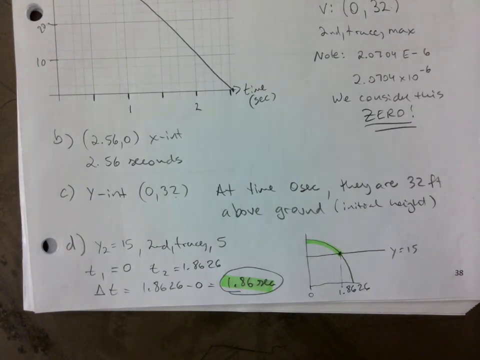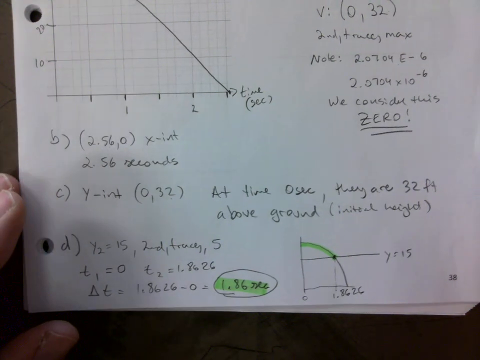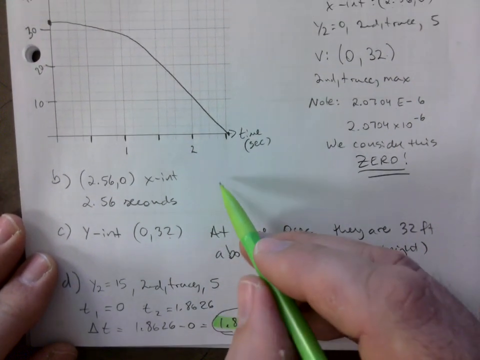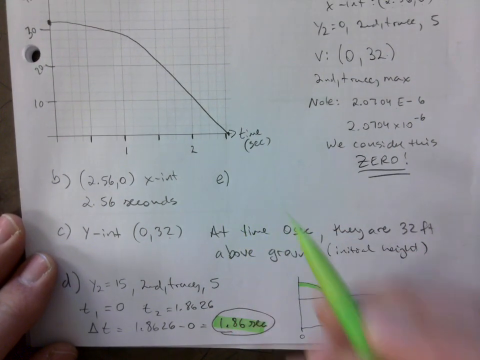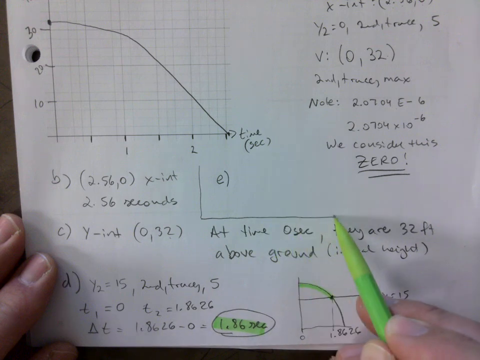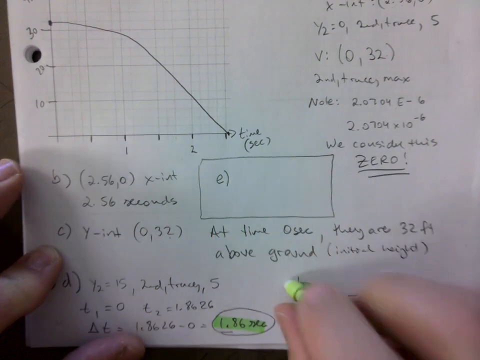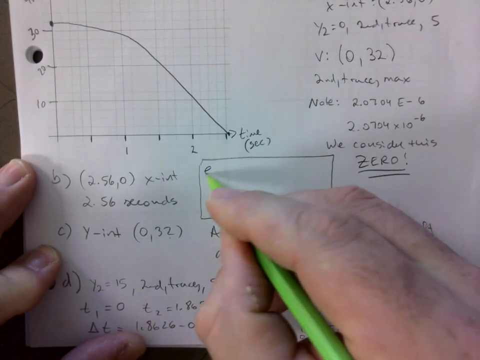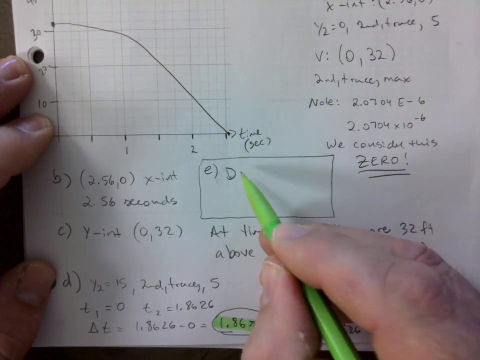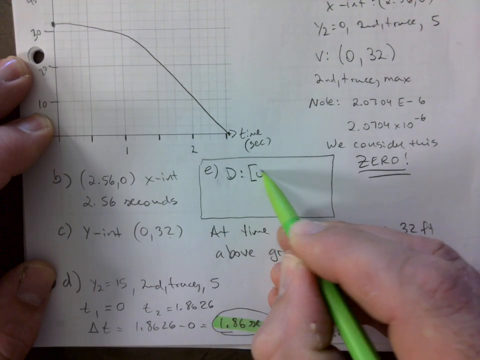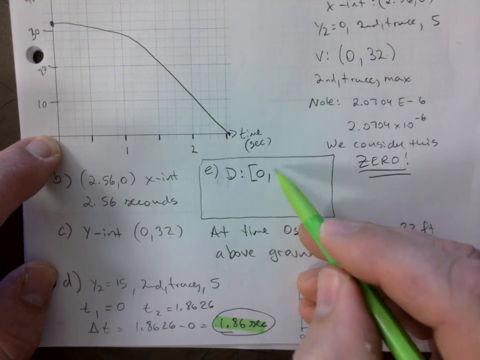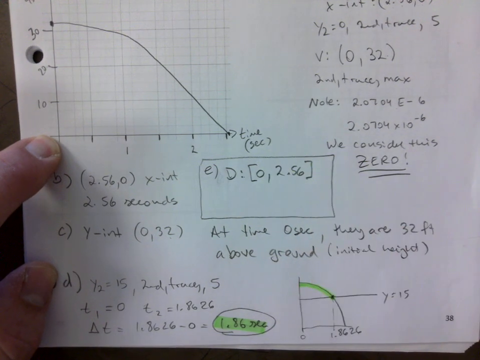Mr. Dirksen, stop skipping. Domain and range. The most important thing that we want to learn today is domain and range. And I ran out of room, so I'm just going to squeeze that in here somewhere. Here it is, E. I'm going to make a box here for E. The domain here, it goes from 0 all the way to 2.56. It's implied that that's when the action stops. It only models the jump. As soon as you hit the ground, it stops, right?